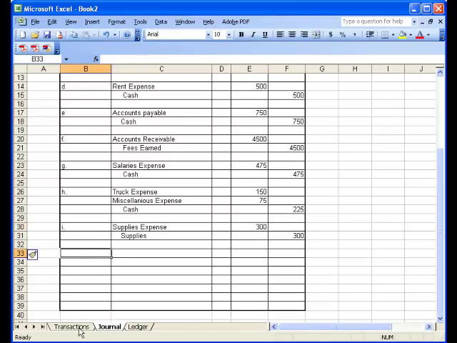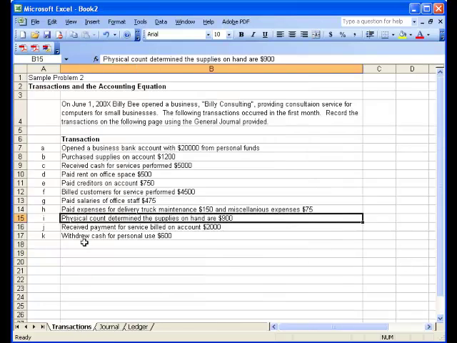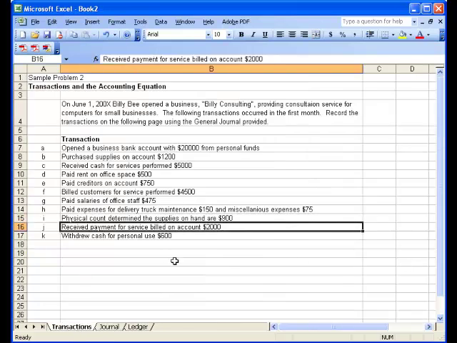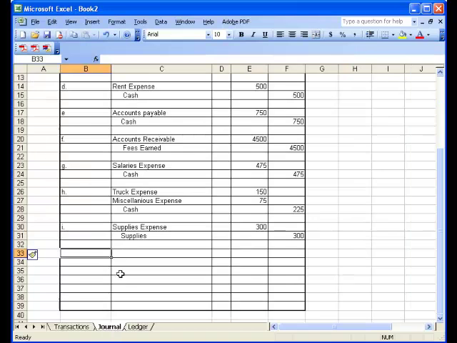Now let's take a look at the next transaction. The next transaction is transaction J. It says received payment for services billed on account $2,000. So the question is, does it involve cash? And the answer here is yes, we just received $2,000. So this is transaction J. I'm going to debit my cash account. Anytime we receive cash, it's a debit for $2,000.